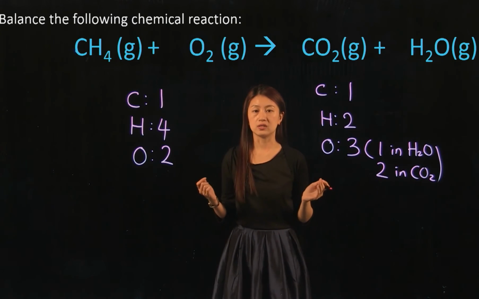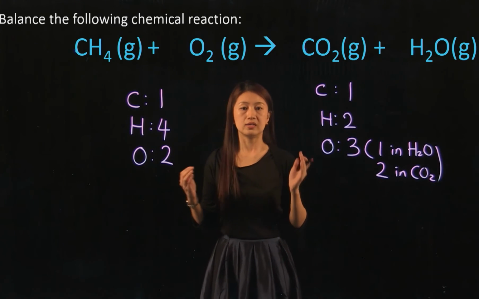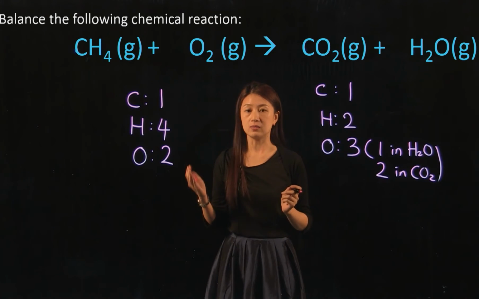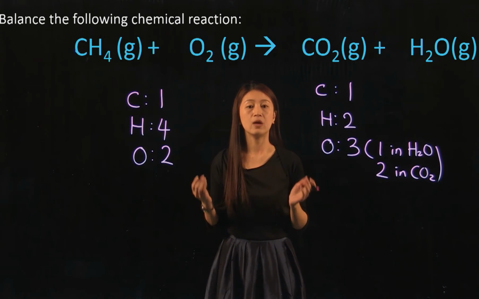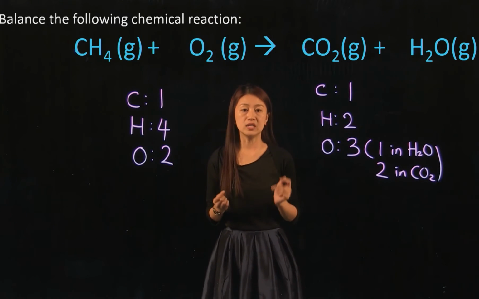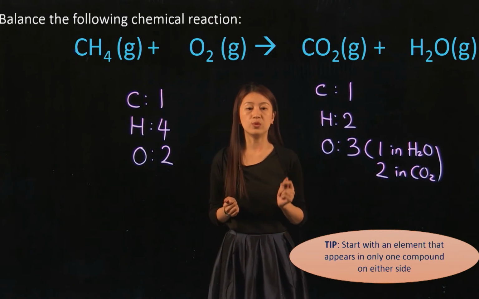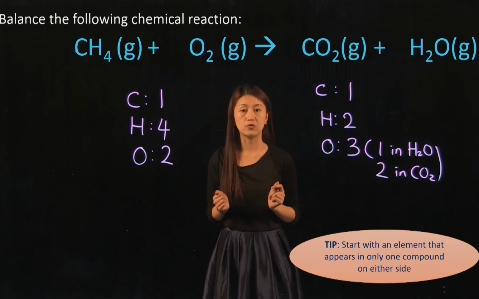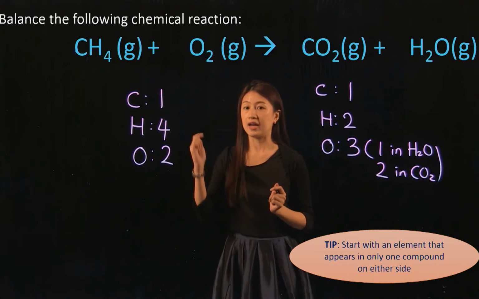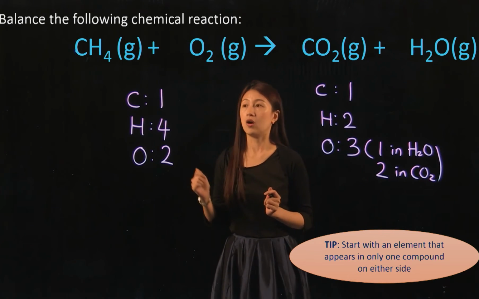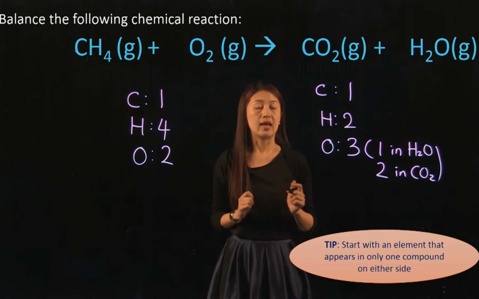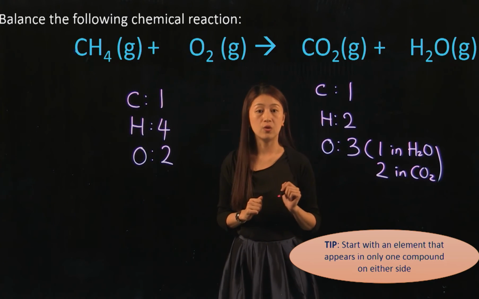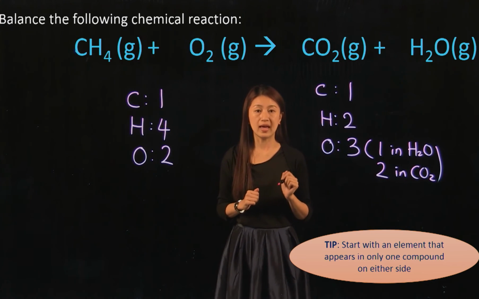Now looking at this equation, we can see that carbon is actually balanced. The next things we need to balance are hydrogen atoms and oxygen atoms. Which one should we start with? The tip is to start with an element that appears in only one compound on each side of the chemical reaction. In this case, hydrogen appears only once in methane and once in H2O on the product side. So we're going to start by balancing hydrogen atoms.